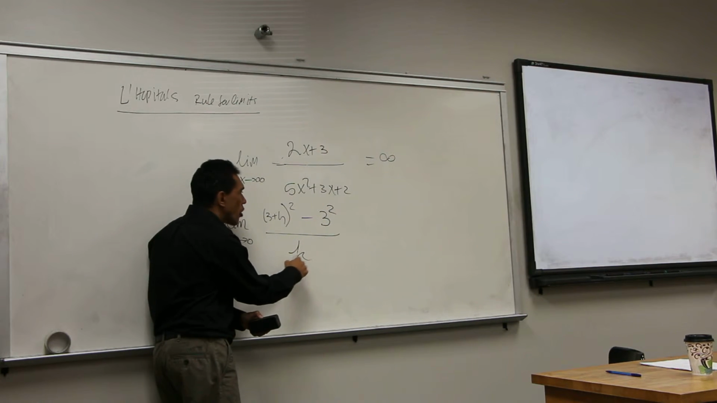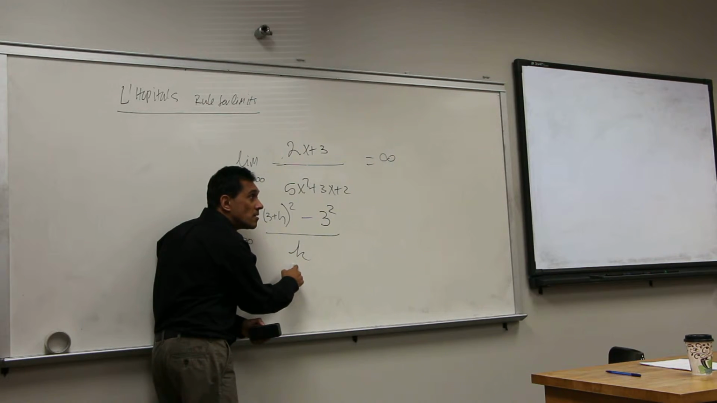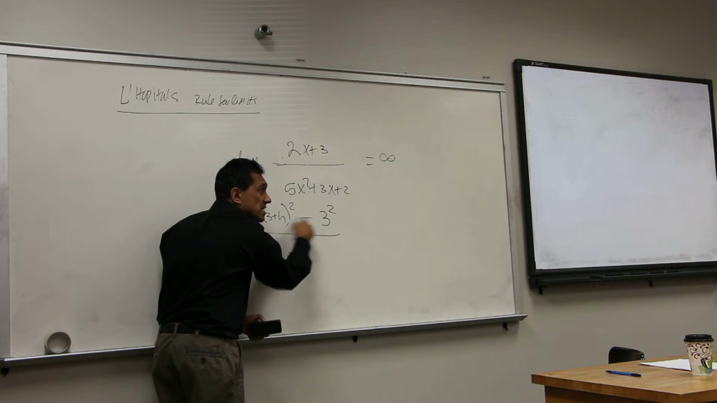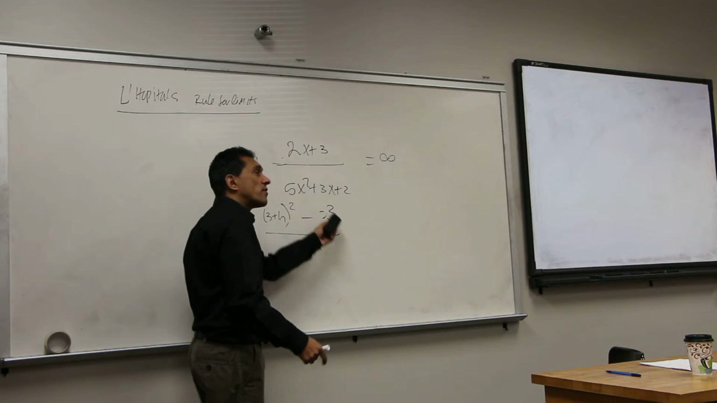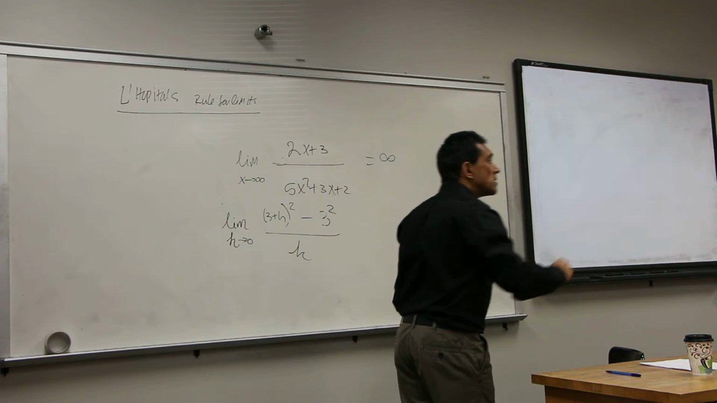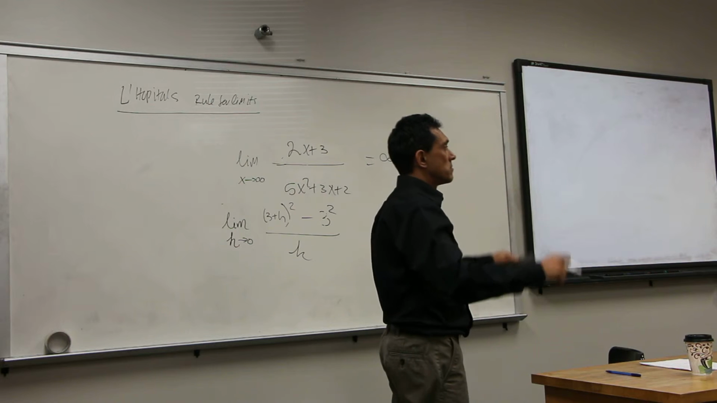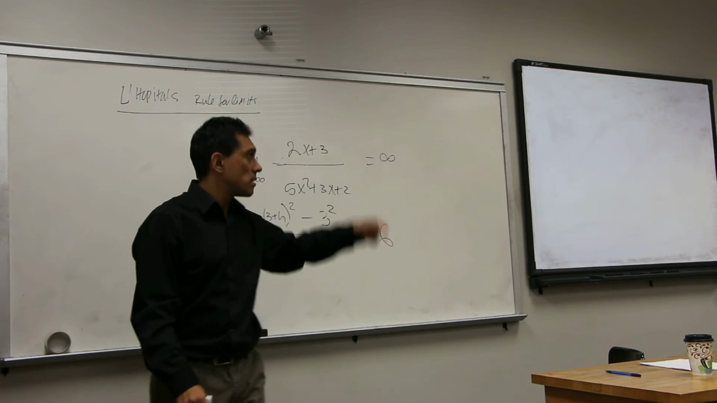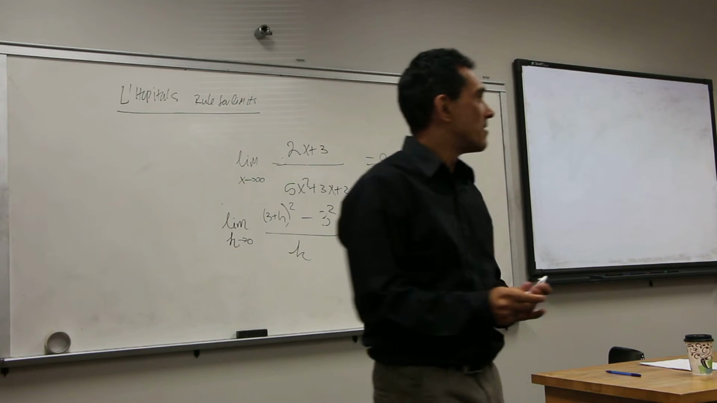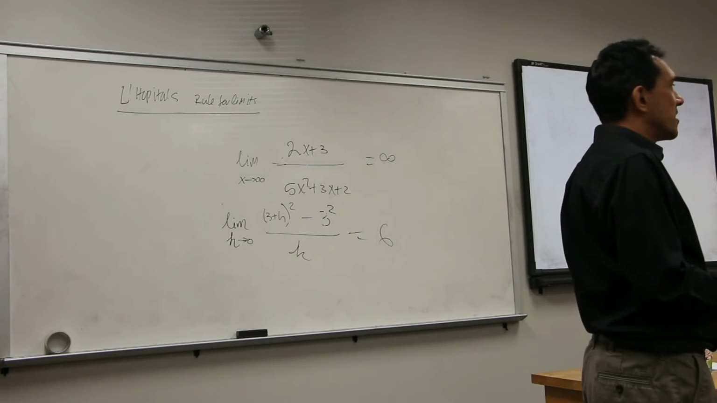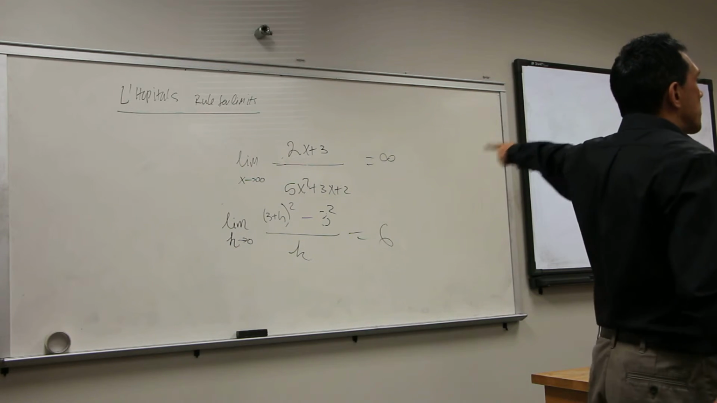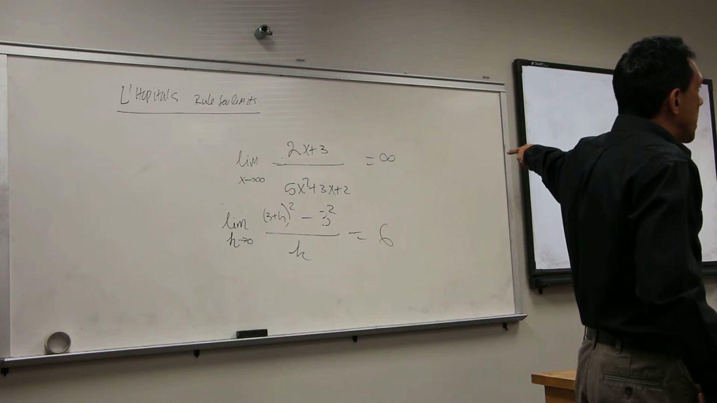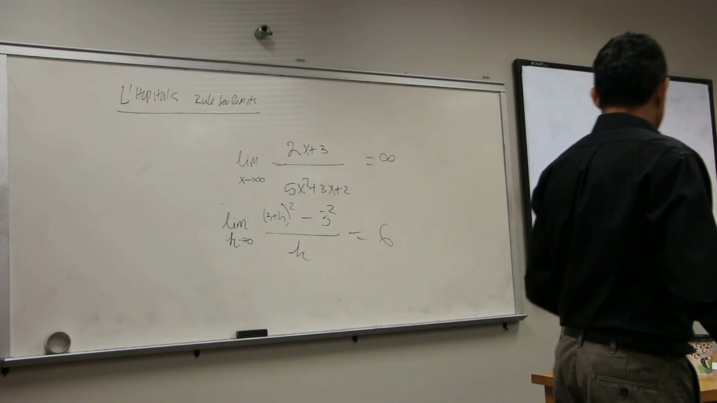As h goes to 0, this goes to? 0. As h goes to 0, this goes to? 9 minus 9 is? 0. 0 divided by 0 today is what? 6. Yes. It's the derivative of x squared evaluated at 3. What's the derivative of x squared evaluated at 3? 6. 2 times x, 2 times 3 is 6.